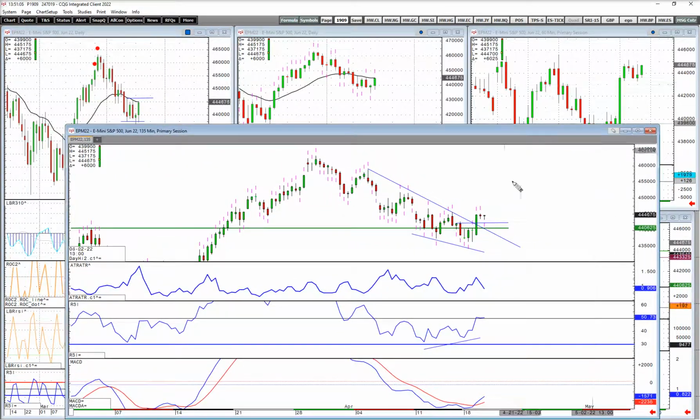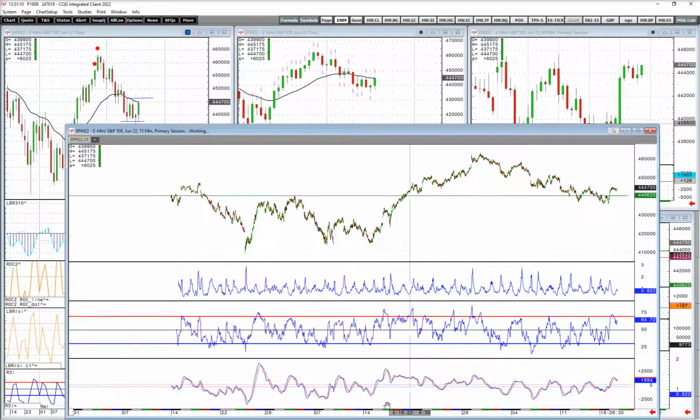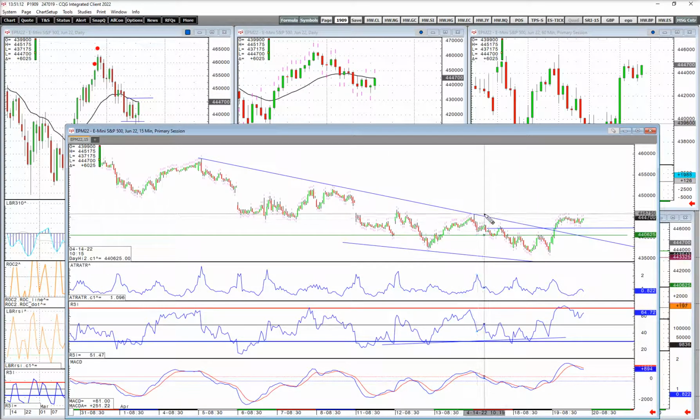So that's a long-winded way to say what is left here is the VCP pattern, which may break out this afternoon. Got another hour left, so let's see.